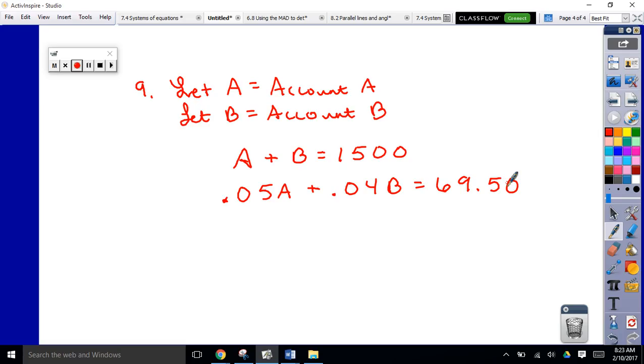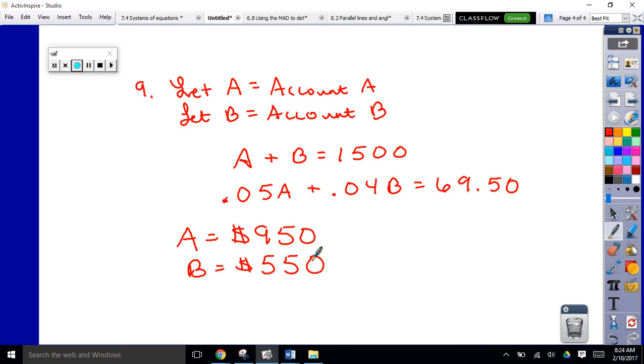Okay, to solve this, you could use either substitution or elimination. Either would be fine. Anyone want to volunteer and just tell me what the answers are? We're not going to go through the whole process of solving. Sam? 950? Okay, so in our case, A equals 950 and B equals 550. That is correct. Okay, any questions about that?